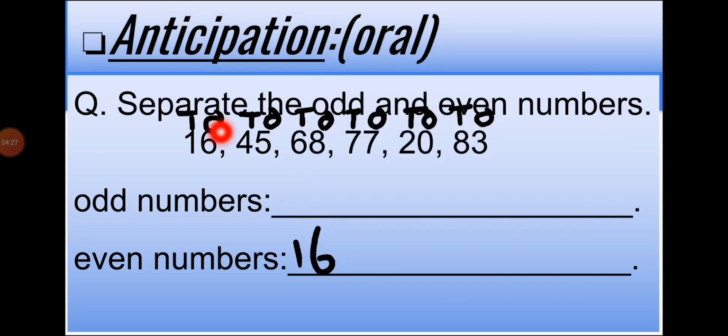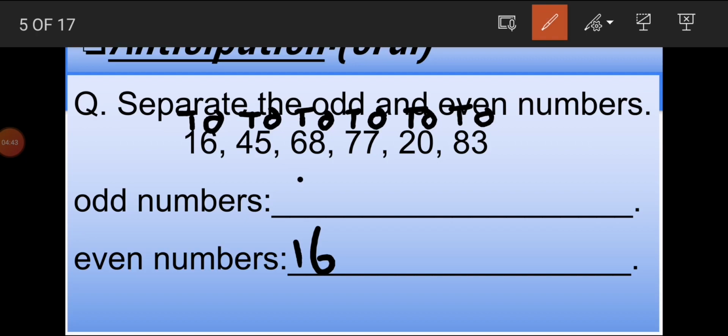Now the next number, 45. Again check the 1 space. 5 is on the 1 space. So do you remember the numbers ending on 1, 3, 5, 7, 9 are odd numbers. Here is 5, and 5 is an odd number. So whole 45 is an odd number. We will write it in the odd numbers list.